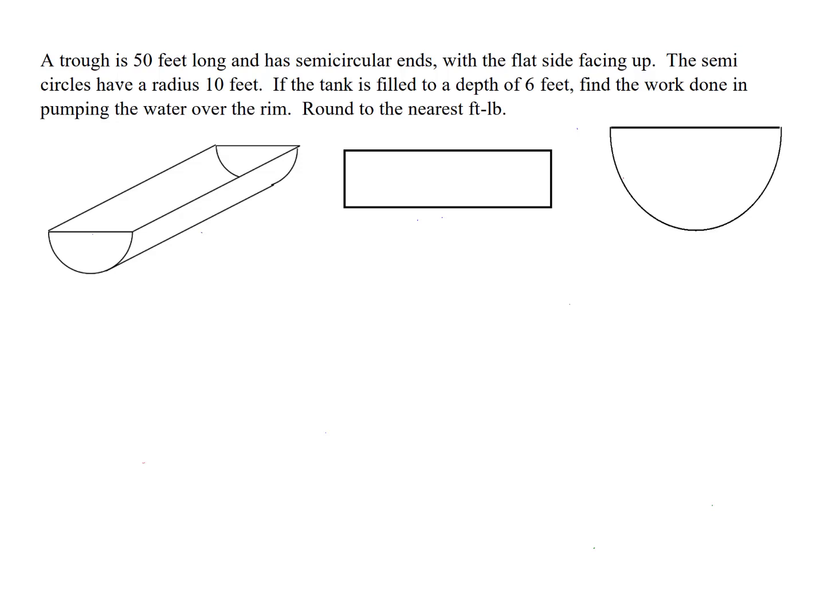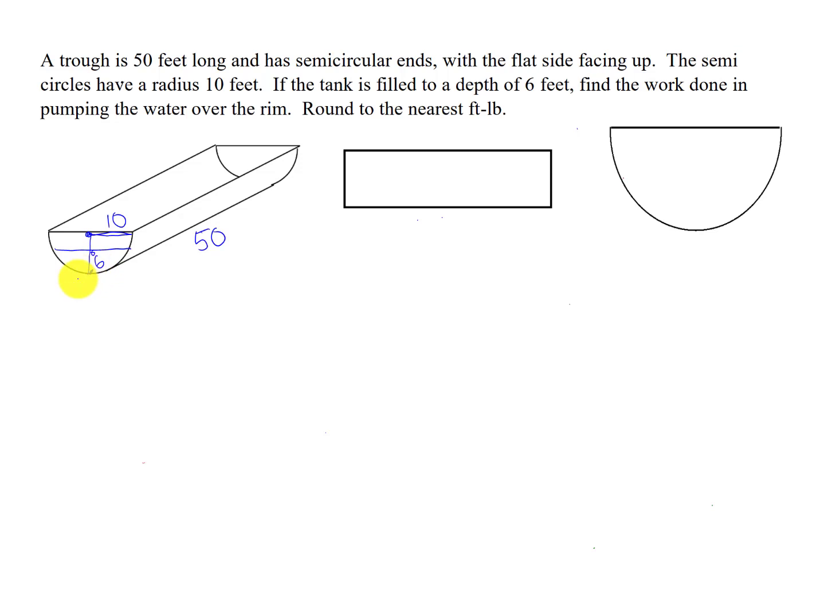We have a trough that's 50 feet long and has semicircular ends with the flat side facing up. So here we have a picture of our trough. The semicircles have a radius of 10 feet. Okay, so the trough is 50 feet long and the radius here is 10 feet. If the tank is filled to a depth of 6 feet, find the work done pumping the water over the rim. So this is also 10, but the tank is only filled to a depth of 6 feet here.